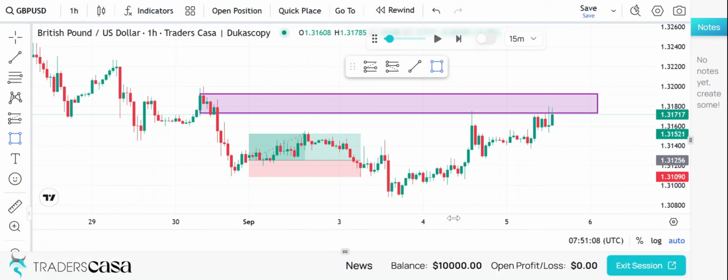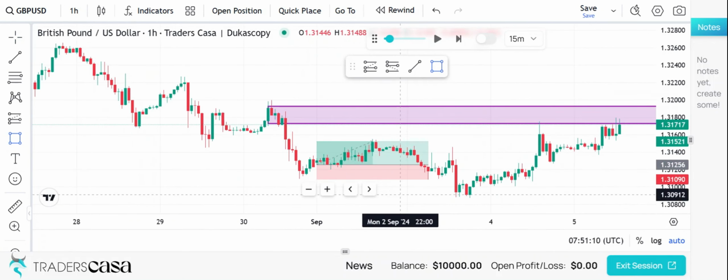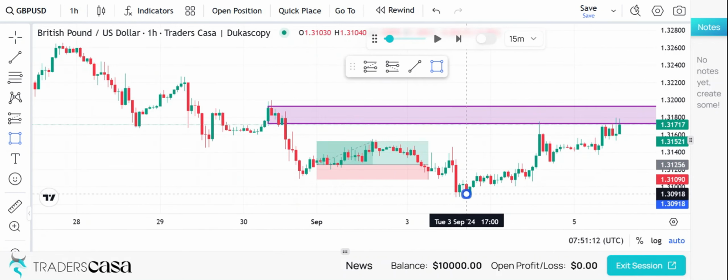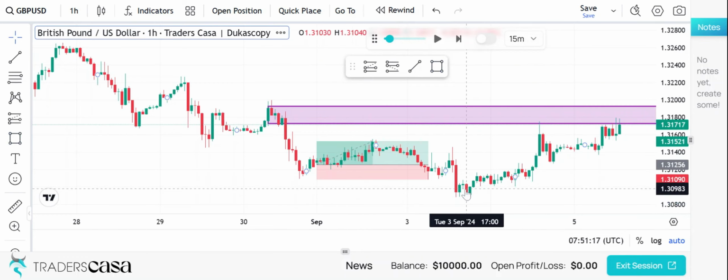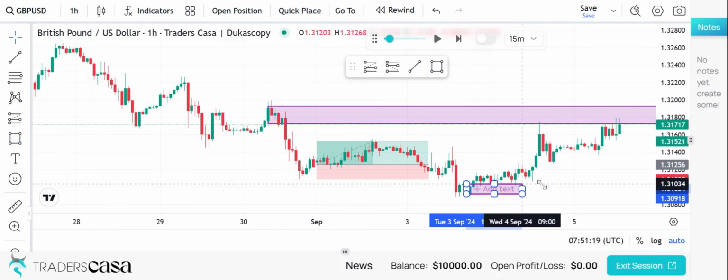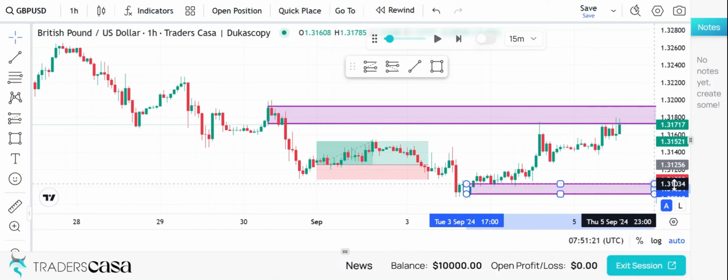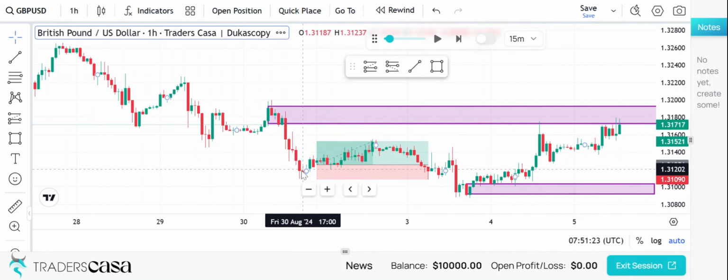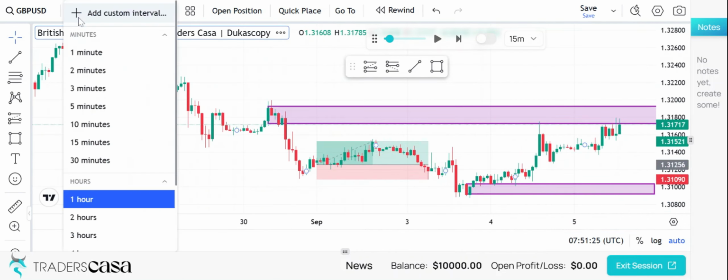Mind you, this demand order block at the top there is a 2 hour time frame order block, but we're just executing on the 1 hour time frame. That's why you can see there are so many candlesticks inside that 1 hour order block there. Then we're putting our supply demand zone there. That's our order block there.